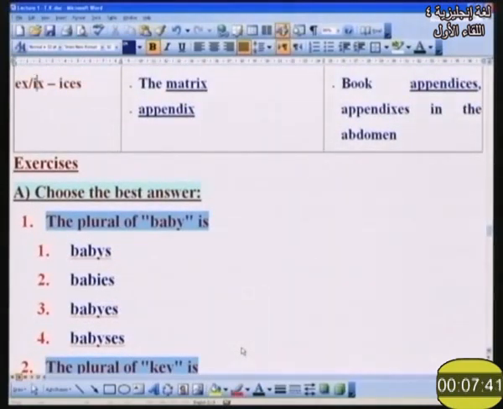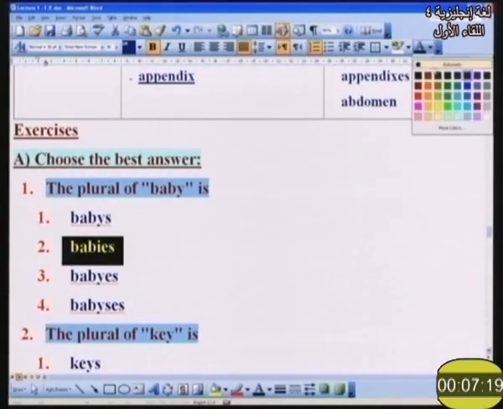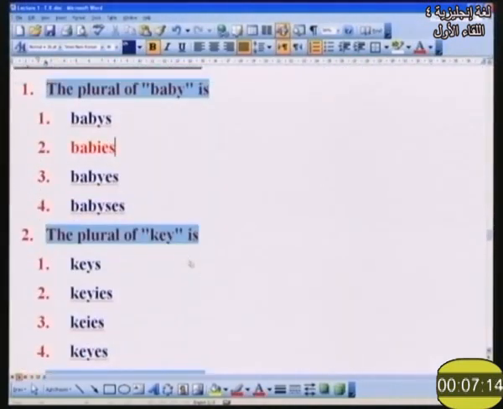The first exercise is to choose the best answer. The plural form of baby is, and it gives us four choices. What's the plural of baby? Baby ends with Y. Before the Y we have a B. B is a consonant. Then we change the Y into IES. This is the correct answer: babies. The plural of key is. Key ends with a Y also, but before the Y there is a vowel. Then what we have to do is to add just an S. Then we have keys.